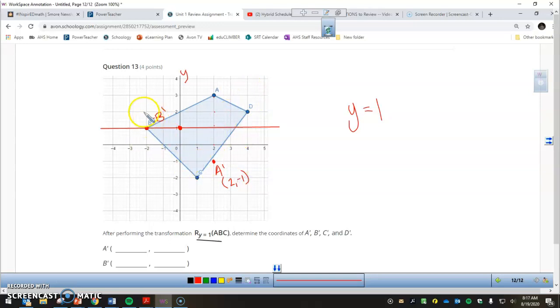B, again, stays where it's at, so that's going to be at negative 2, 1 still. C, I got to go up 1, 2, 3, so I go up 1, 2, 3, so C prime is going to be right here, which is at 1, 4. And finally, D is just 1 unit down, so 1 unit more on the other side is right here, which is at 4, 0.